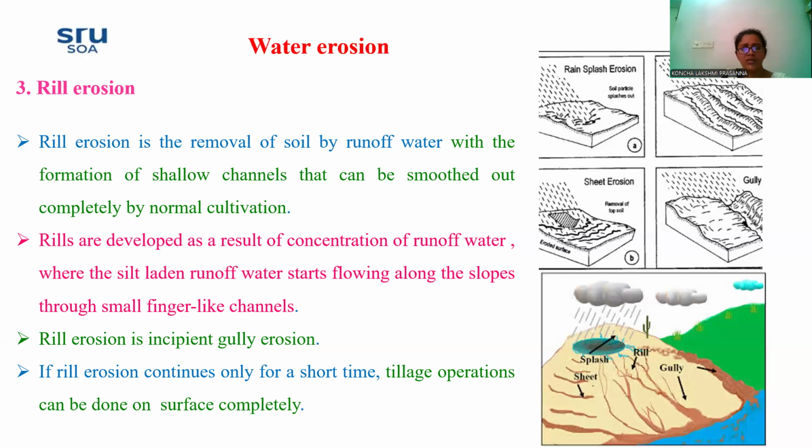So rills are formed as a result of the concentration of the runoff water, where the runoff water starts flowing along the slopes through small finger-like channels. Those are known as the rills. Rill erosion is the incipient form of gully erosion. If rill erosion continues only for a short period of time, then we can repair the land, or we can make the land even by doing certain tillage practices. This is known as the rill erosion.